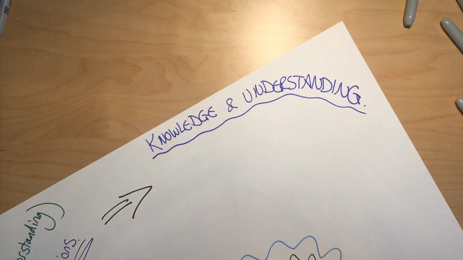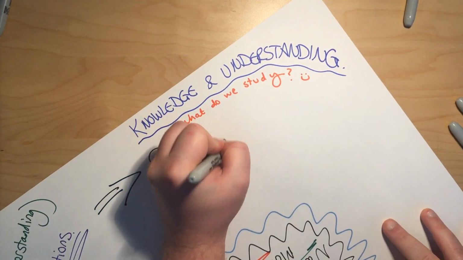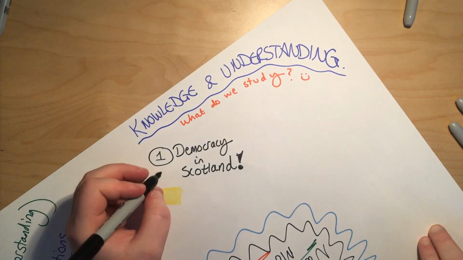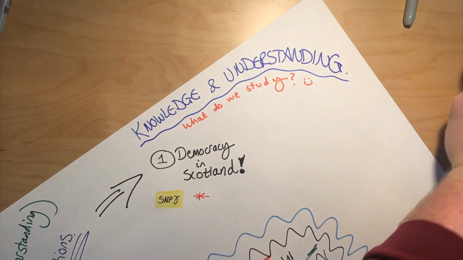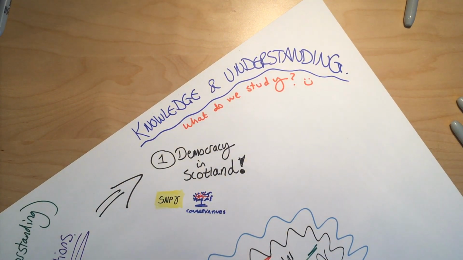Focusing for a second on the knowledge and understanding, what do we study in Modern Studies? Well, there are three key units that we focus on. We might do them in a different order, but going through the SQA course specifications, the first unit is democracy, and we choose to look at democracy in Scotland.